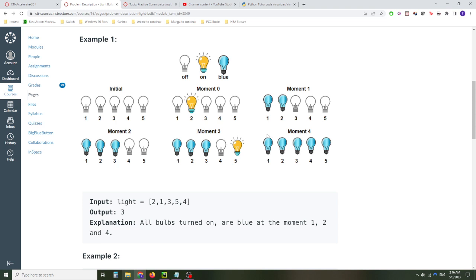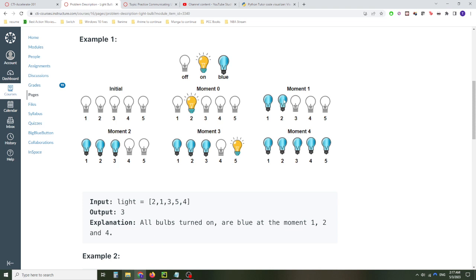And these blue lights appear when all the previous lights before it are turned on. So for example, 2, the first light to turn on. The previous light is not on, so 2 is not blue. It just stays yellow. And then the next light, 1. You turn on this light, and since there's no previous light before it, 1 always starts off blue. Never yellow, it always starts off blue.